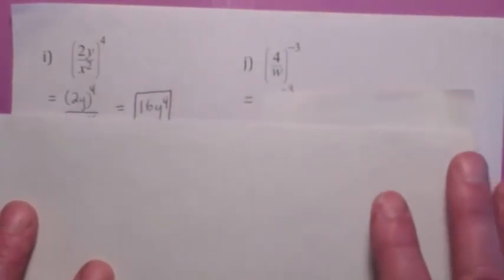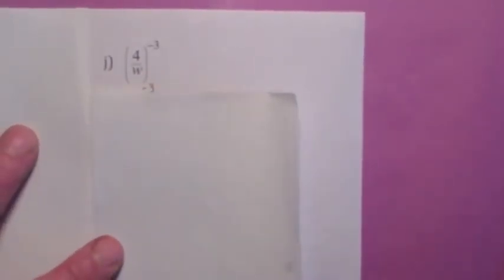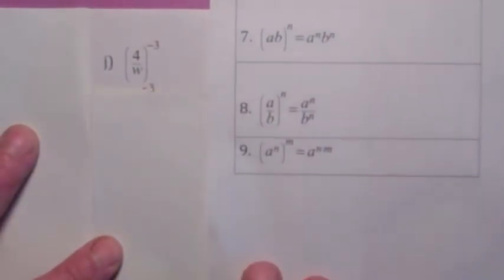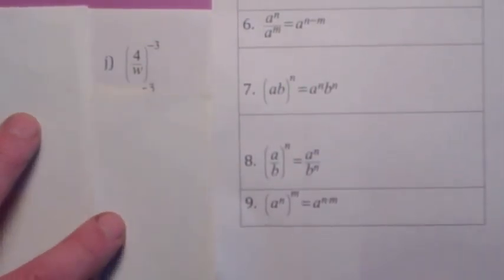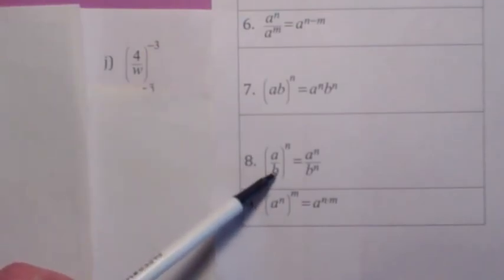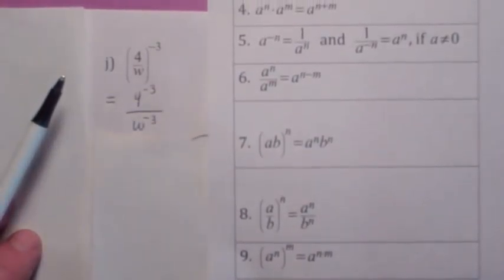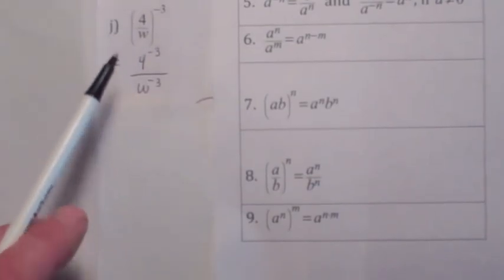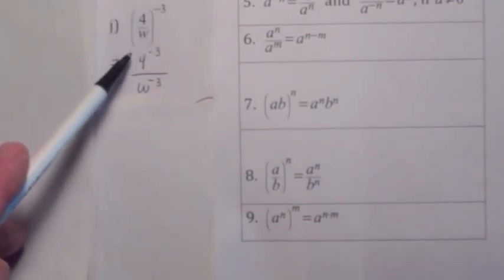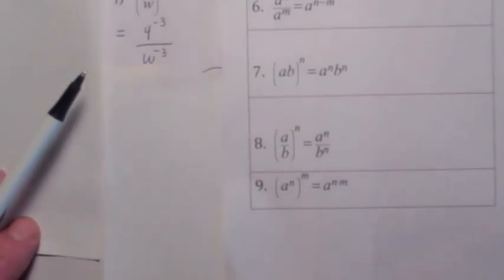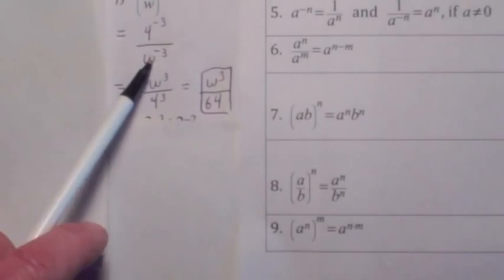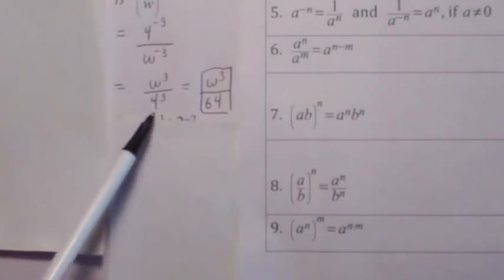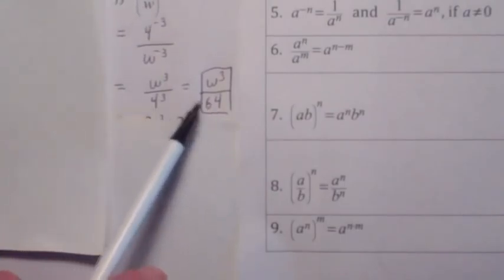So let's keep on going here. On this one, you have the quantity 4 over w to the negative third power. So what rule would you apply here? Let's see, it's a quotient. I'm thinking rule 8. If you apply the numerator to the third and the denominator, I should say negative third. If you raise 4 to the negative third and w to the negative third, you get this. How would you finish it up? You could get rid of the negative exponents by moving the w to the negative third up and the 4 to the negative third down. And then on the bottom, why don't you write this as 64 on the bottom?